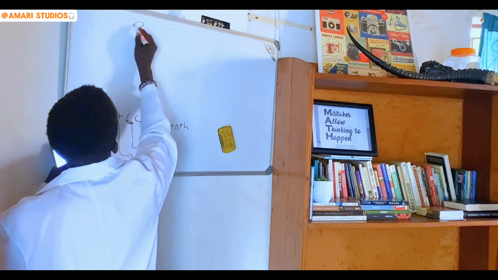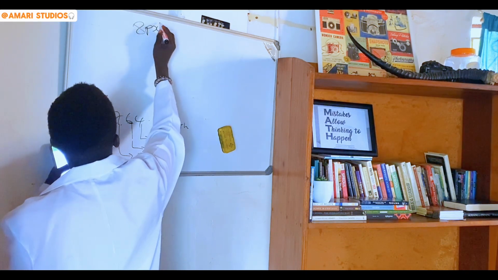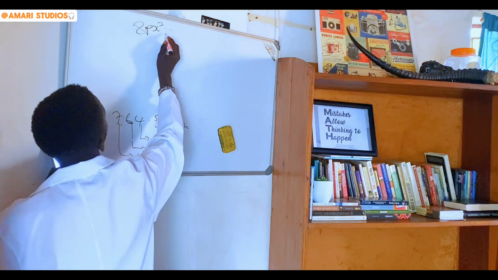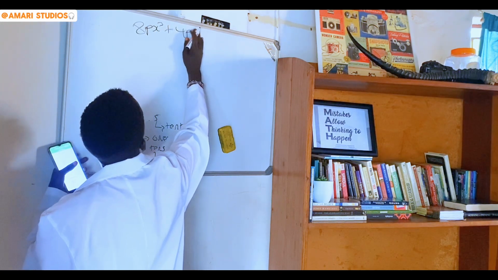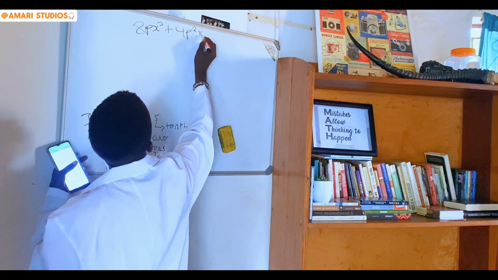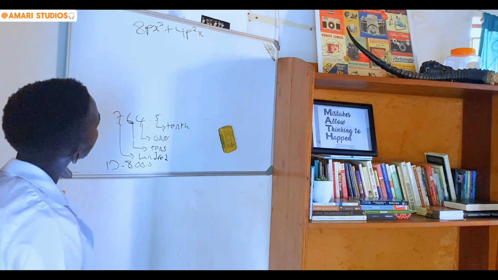Listen to this: 8px to the power 3 plus 4px plus 4 squared x there. So you see, 8px to the power 3 plus 4 to the power 2x.